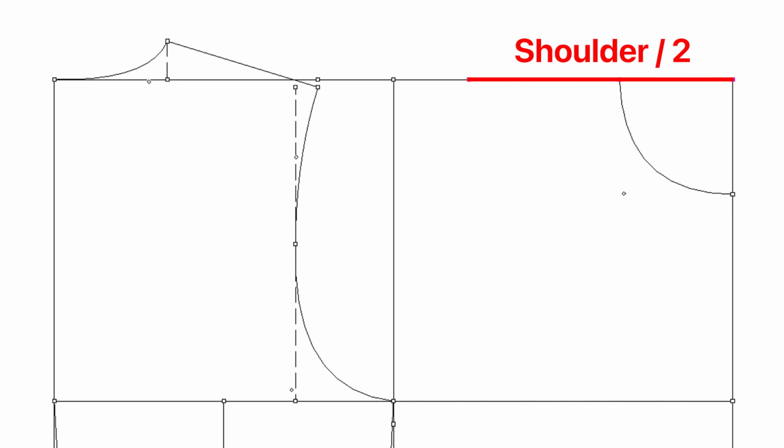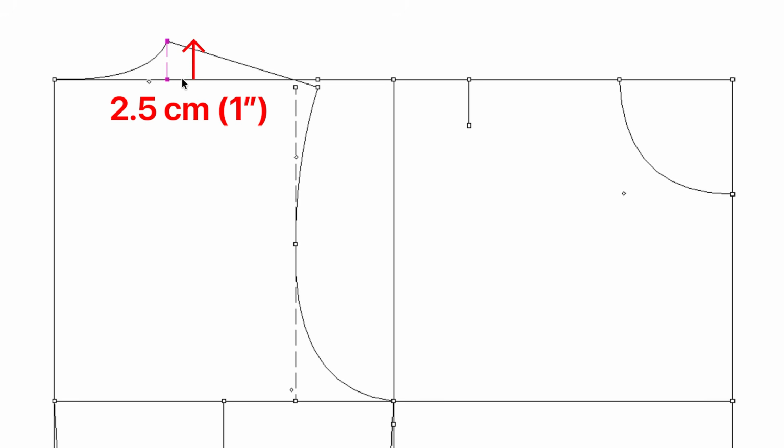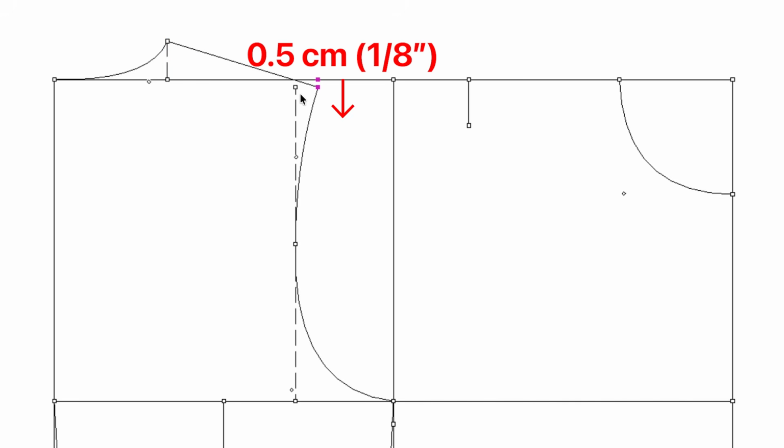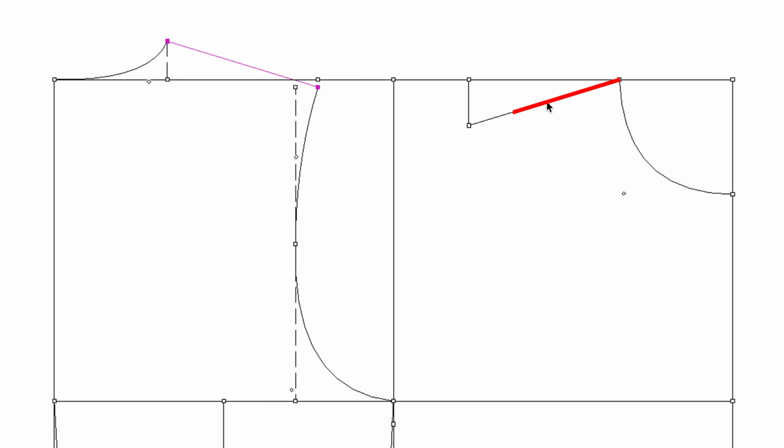Half of the shoulder width, 3 cm. When we drafted the back, we went up 2.5 cm and lowered 0.5 cm here. So 3 cm. Once you connect these 2 points, the angles of the 2 shoulders are the same.